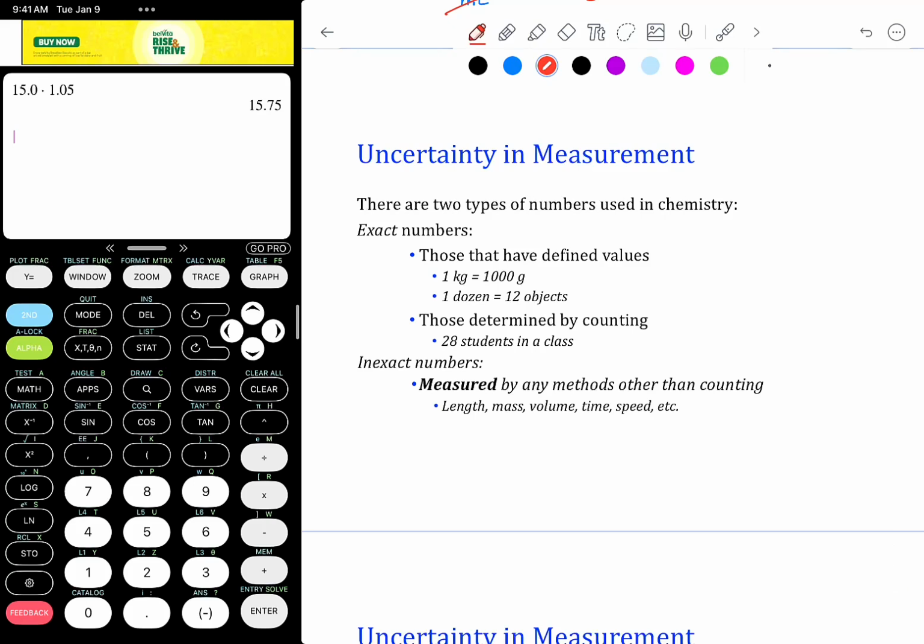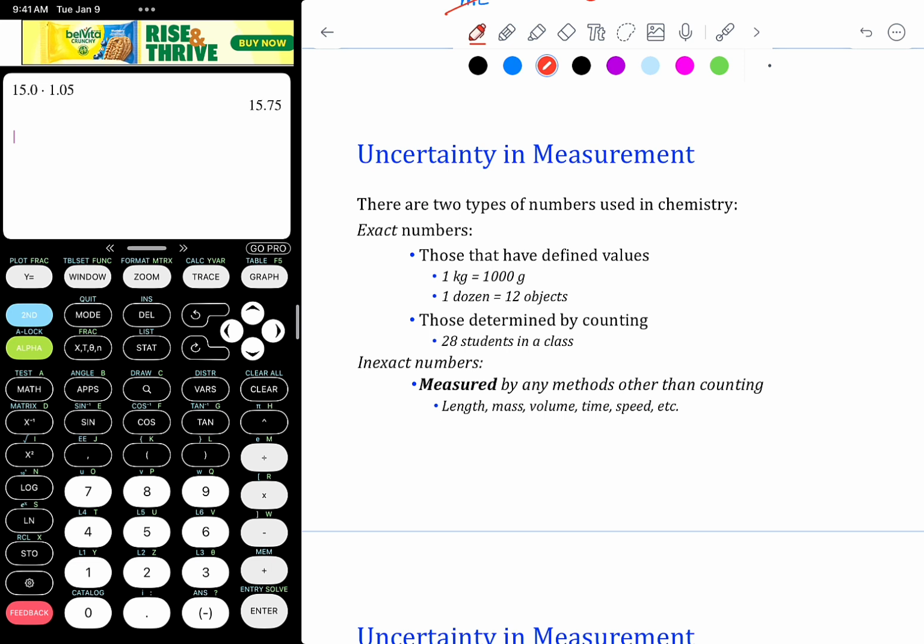Now to move on to our uncertainty in measurement. So, with every number comes an uncertainty in its value. But in chemistry, there are two types of numbers that we're going to use. The first being exact values. So those are going to be things like defined values.